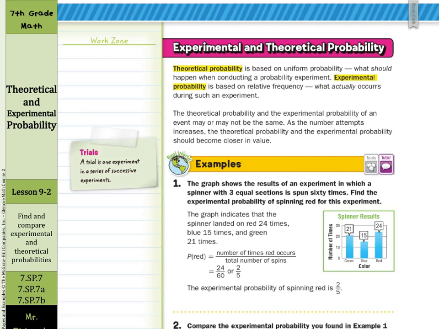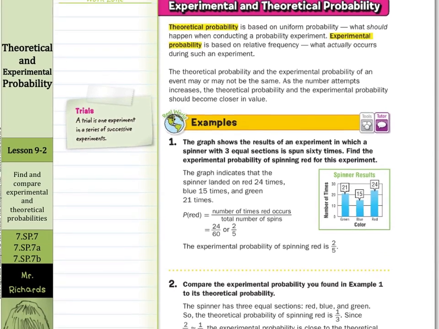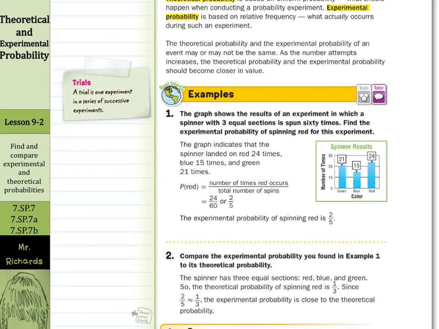So the probability of getting a red here is the number of times the reds occurred over the total number of spins. Well, it was spun 60 times, and the red occurred 24 times, and if we simplify 24 over 60, that is 2/5. Now, as we look down to guided example 2, compare the experimental probability you found in example 1 to its theoretical probability. Well, there's 3 equal sections on this spinner: green, blue, red.